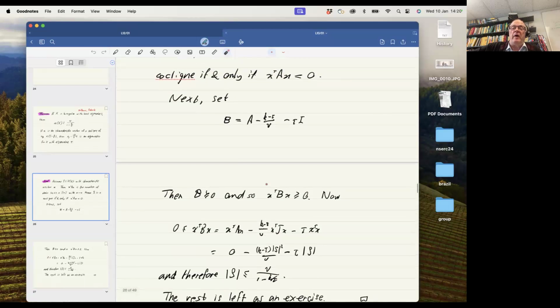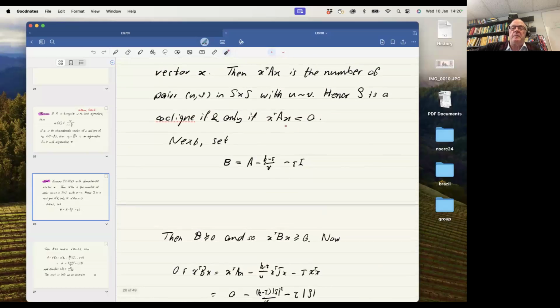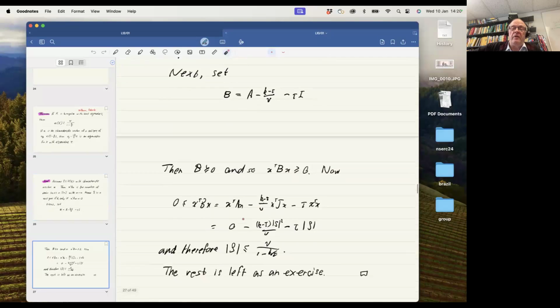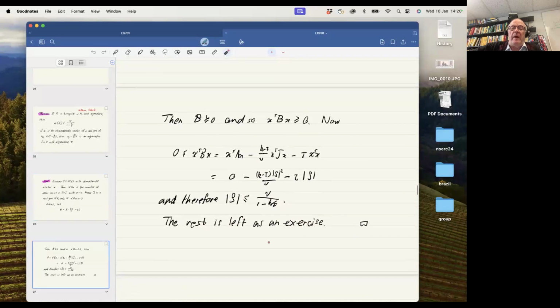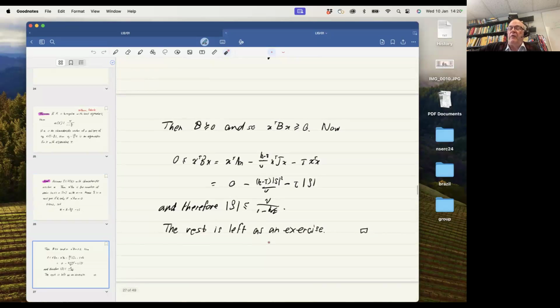Okay, so the point is we're using a couple of things. We're using the fact that we can recognize co-cliques by this condition, and we're using the fact that we can form this positive semi-definite matrix, and then we do this. And so there's the proof, and so we have a bound on the size of co-cliques. Now, I won't say any more. I went over, and this is exactly when I should stop. So that's the end of it for today's lecture.